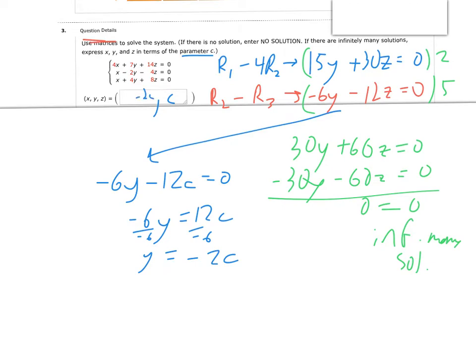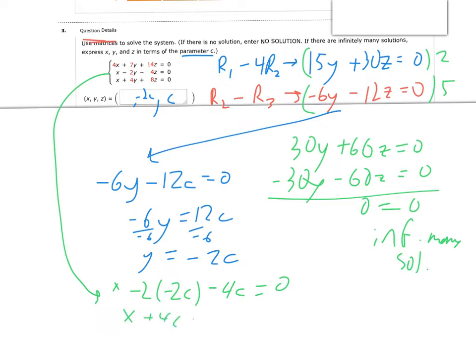And so now I need to plug both of those in and find my x value. I'll go ahead and use this middle equation here. It looks like it's the easiest. So I'm going to say x minus 2 times negative 2c, minus 4 times c instead of z. So x plus 4c minus 4c equals 0. And those cancel out, and I actually get x equals 0 here. So although there are infinitely many solutions for y and z, there's actually only one possible answer for x. Whatever combination of y and z I have, x must always be 0. It will not work unless x is 0.